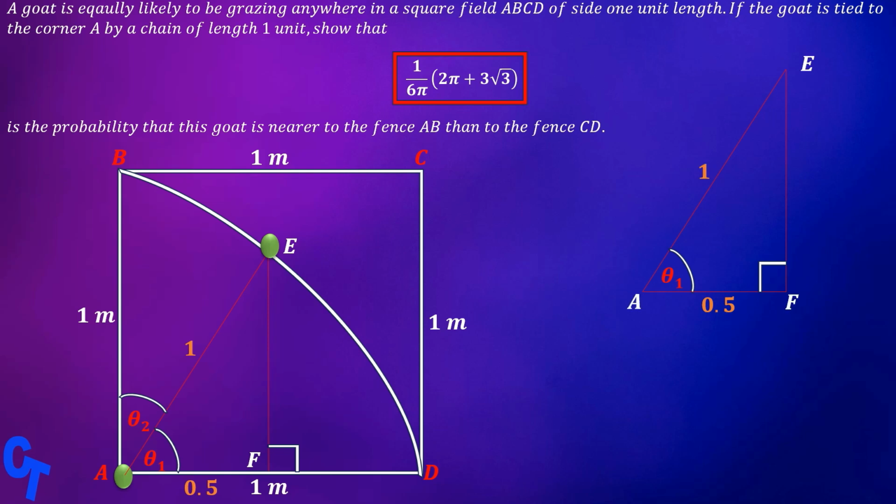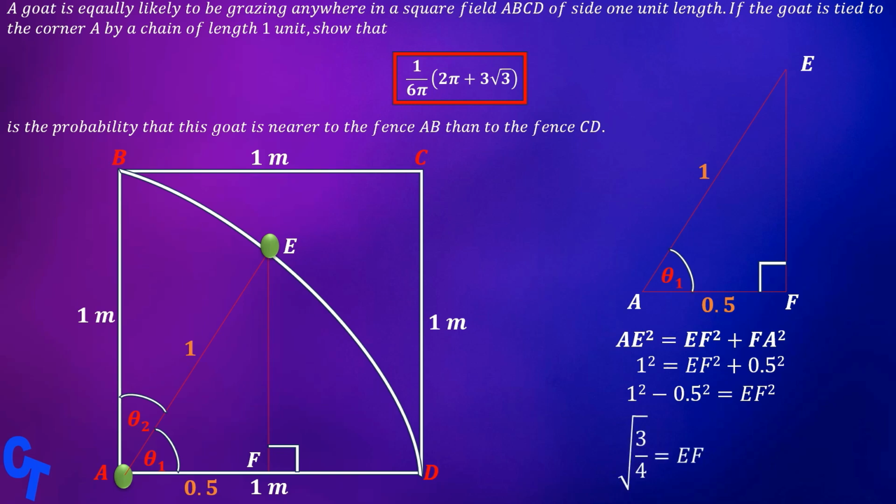Now let's find the length of EF. To find the length of EF, we're going to use Pythagoras theorem. By Pythagoras theorem, AE squared equals EF squared plus FA squared. Now all we have to do is make EF the subject and substitute. For AE, we have 1. For FA, we have 0.5, and we're going to square. Now let's move 0.5 squared to the other side, and it's a matter of taking the square root on both sides. If we do that, we're going to find EF is root 3 over 2.